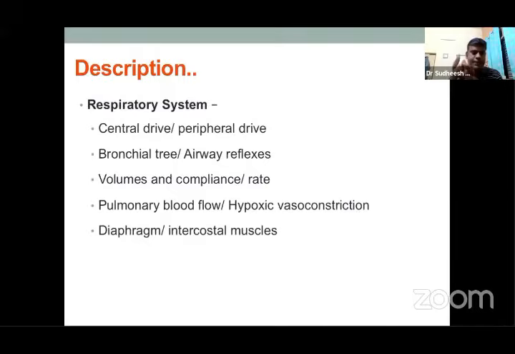Now coming to the respiratory system. When you think about the respiratory system, for any drug, you start from head to toe. You see the effect of the drug on the central respiratory drive and the peripheral drive, that is, the respiratory response to changes in PaO2 and PCO2 through central baroreceptors and chemoreceptors. So that is the thing.